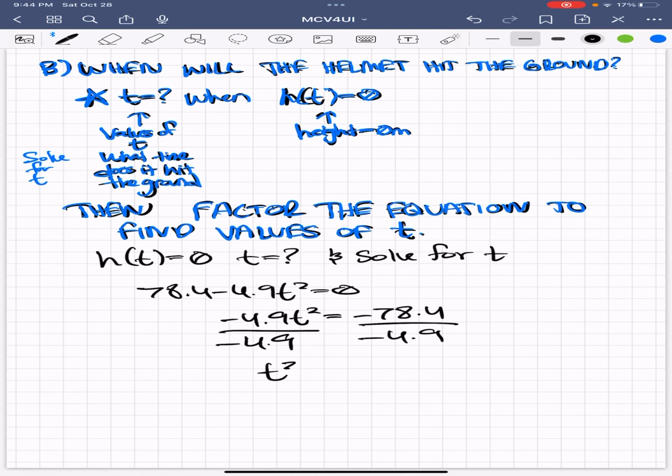And then we are left with t to the power of 2. And then negative 78.4 divided by negative 4.9. Just jam those numbers into your calculator there. It is 16.